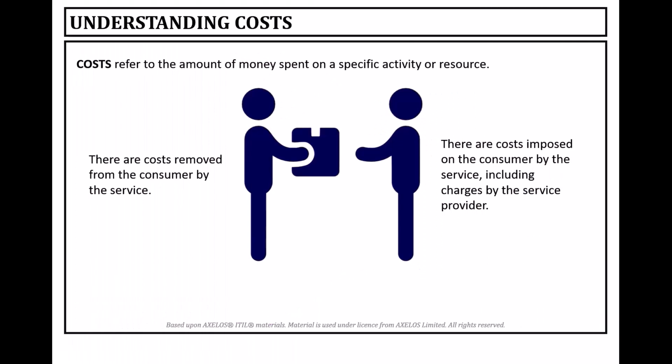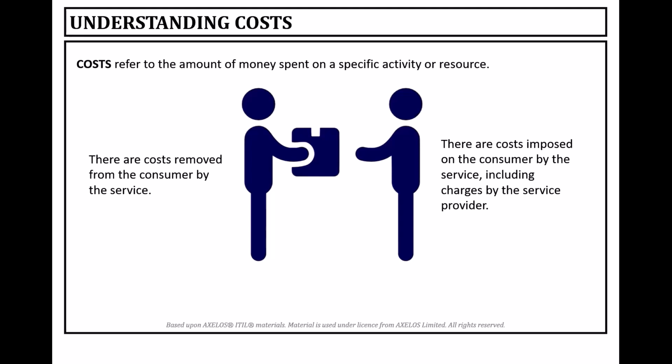Understanding cost. As I said earlier, some of the key terminologies which we have to understand: we have defined service, we know what output is and what outcome is, and some of the other concepts we want to understand are cost and risk. Costs refer to the amount of money spent on a specific activity or resource.